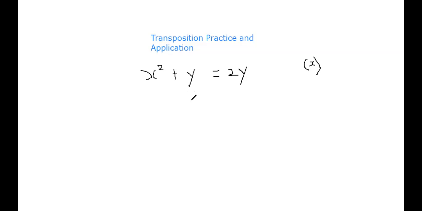Good. Let's work it and see. When we take over, the first thing we need to take over is y, right? We take over y, and y is adding, so it will be 2y minus y, it will minus on the other side. And if you notice, now on the right hand side, there are like terms. We have 2y minus y, so we could reduce it. 2y minus y gives us what? y, right? Good.